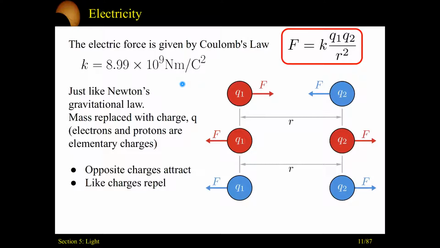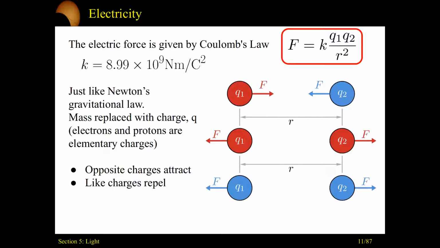Right? So here's the thing to emphasize here. 10 to the 9th. Big G, that universal constant, was 10 to the minus 11th. So already I can start to make this claim that the electric force is orders of magnitude stronger than gravity. This is going to matter a lot for us later in the semester.